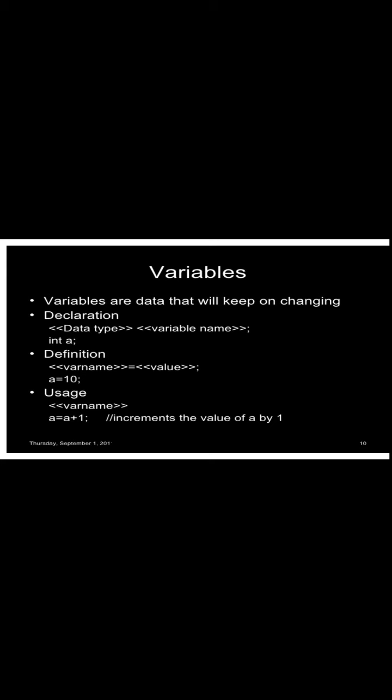Then variables. A variable is a changing value in the program. How to declare a variable? That is the data type and the variable name. For example, the data type is integer and the variable name is a. And then how to define it? That means the definition: variable name, then value, that is a = 10. And then usage of the variable, a = a + 1. Already the value in a is 10, 10 plus 1 is 11.